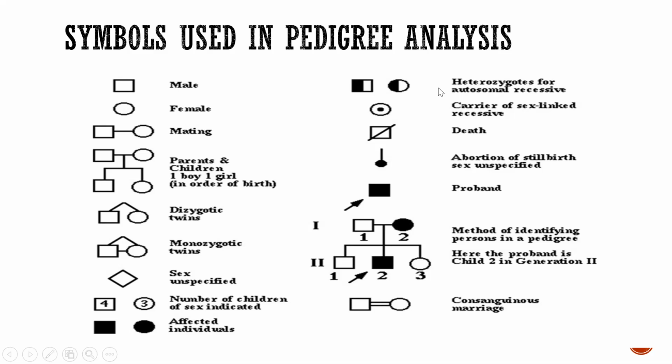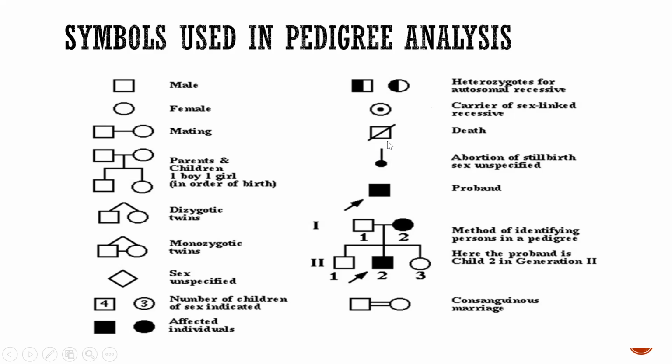mutant gene. If we draw a circle with a dot at the center, this indicates a female who is a carrier for a particular genetic disorder, and she's a carrier for sex-linked recessive, means that particular genetic disorder or the mutant gene which is responsible for the genetic disorder is present on the sex chromosomes.